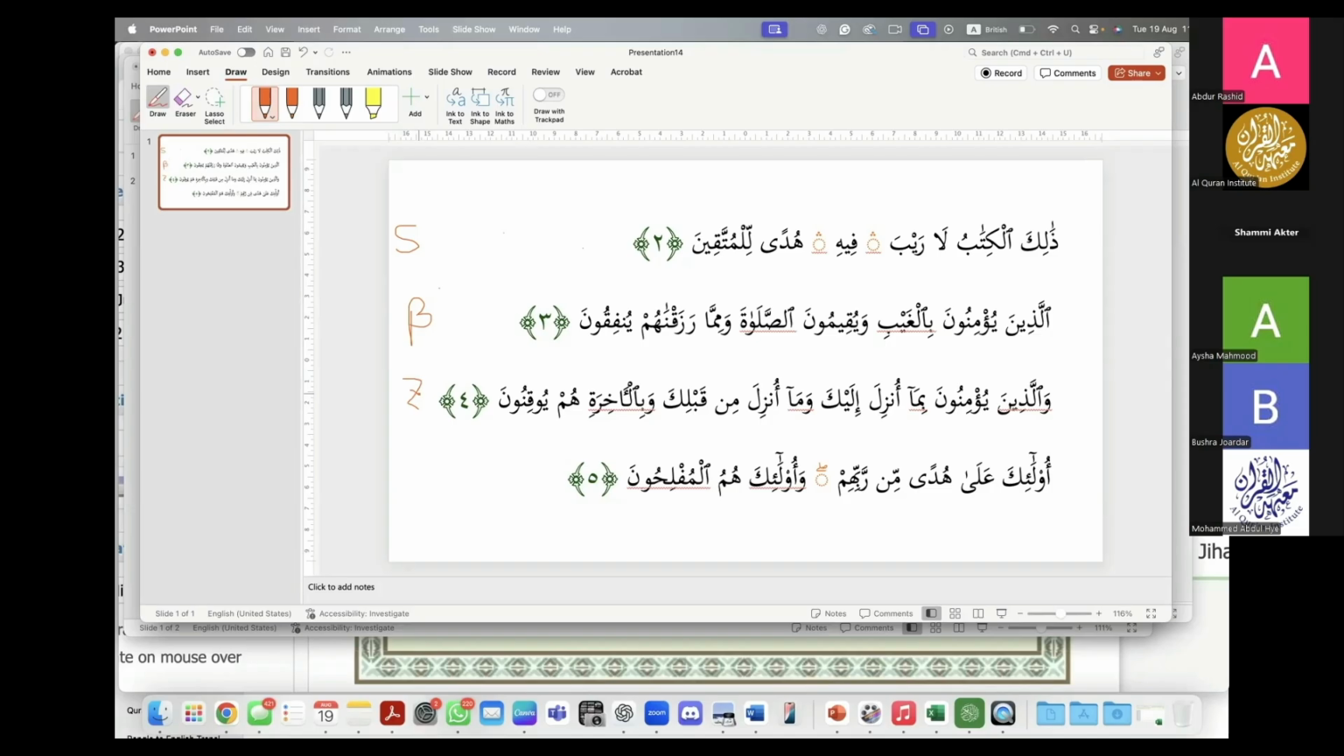Okay, so Sister Shammi, if you could tell us whatever you understand of the grammatical breakdown. The only thing you don't need to tell us is that Zalika is ismul isharah and Al-Kitabu is musharun ilayhi, you may avoid that because this is basic, everybody knows. But what is the relationship between Zalika, Al-Kitabu, La Raiba Fihi, Hudan lil-Muttaqin? This is a complete sentence. I will give you a hint, everybody.